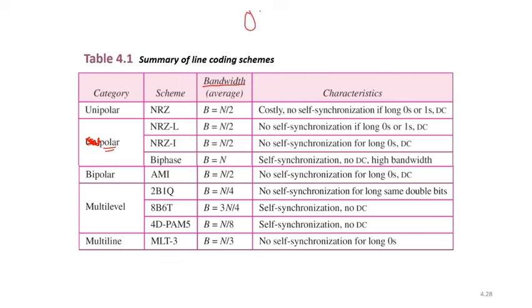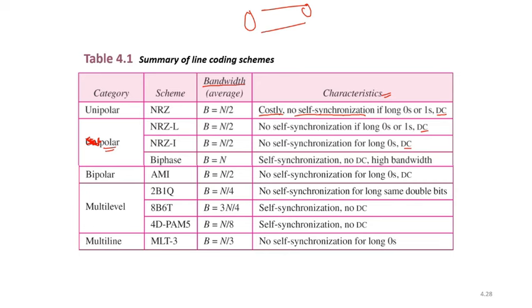If a channel has a bandwidth, and the average bandwidth requirement for a particular scheme is less, that is more efficient. That means it can accommodate a large number of data or signals per second. So the speed will be high if the bandwidth requirement is less. And also some characteristics are there. Here it is costly, with no self synchronization. Here it has the DC problem. Here is also DC, here is also DC.